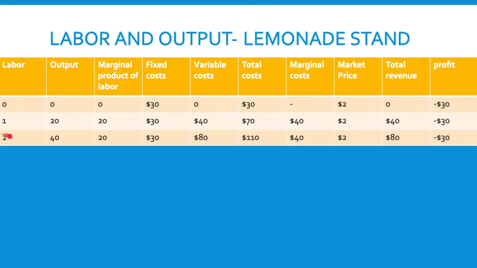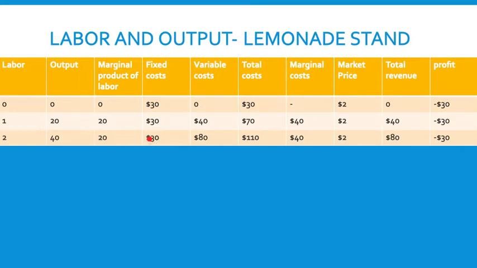If we had a second worker, we can specialize a little bit. Maybe one person's in charge of pouring the mix and getting all the cups ready. Another person pours the water and stirs it, and then one of them does the money. But either way, by adding a second worker, we've doubled our output. So our marginal product of labor is 20 again. We went from 20 to 40, which means we've produced 20 more units, 20 more cups of lemonade.